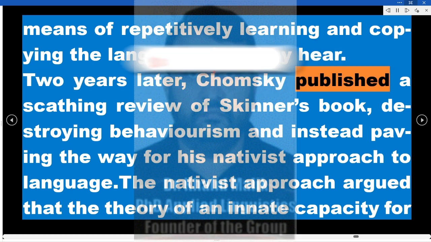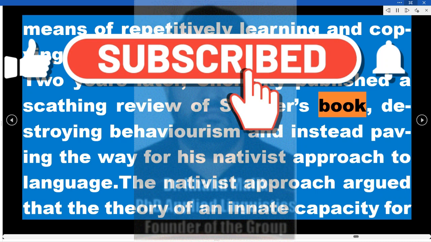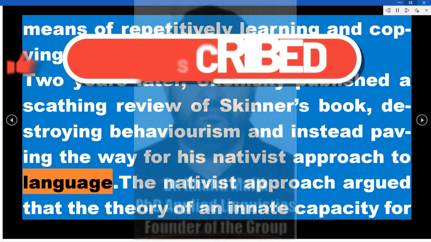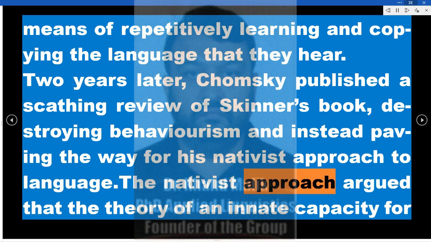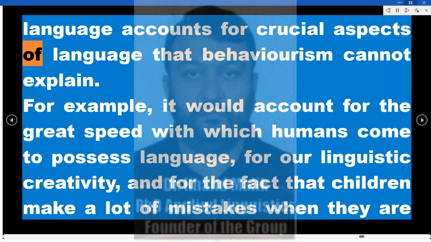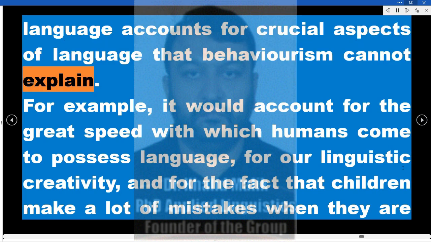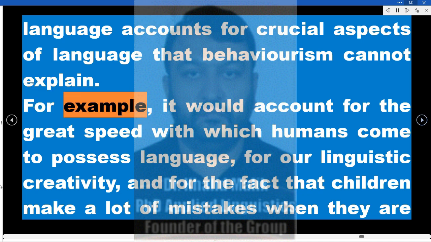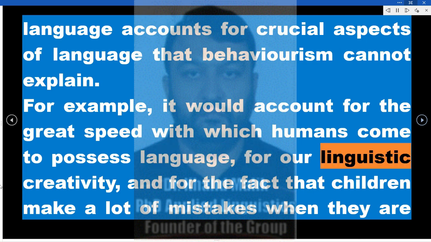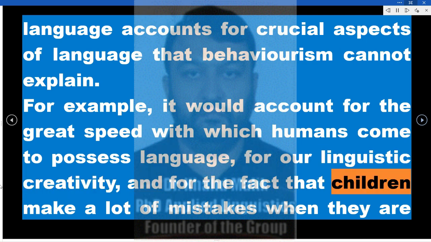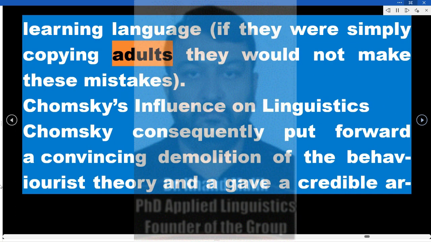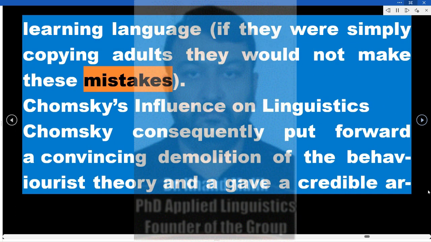Two years later, Chomsky published a scathing review of Skinner's book, destroying behaviorism, and instead paving the way for his nativist approach to language. The nativist approach argued that the theory of an innate capacity for language accounts for crucial aspects of language that behaviorism cannot explain. For example, it would account for the great speed with which humans come to possess language, for our linguistic creativity, and for the fact that children make a lot of mistakes when they are learning language. If they were simply copying adults, they would not make these mistakes.